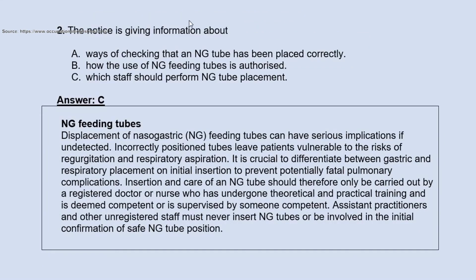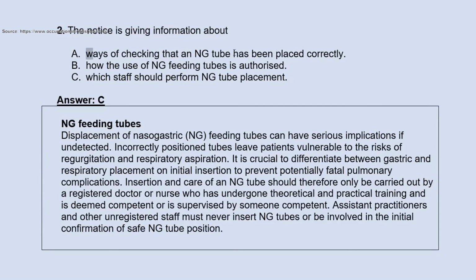Question number 2. The notice is giving information about. Here the answer is C. So option C says which staff should perform NG tube placement. This information can be found in the paragraph in this area of the extract. Insertion and care of an NG tube should therefore only be carried out by a registered doctor or nurse who has undergone theoretical and practical training and is deemed competent or is supervised by someone competent. So this is the information which supports option C, and that's why option C is the right answer for this question.